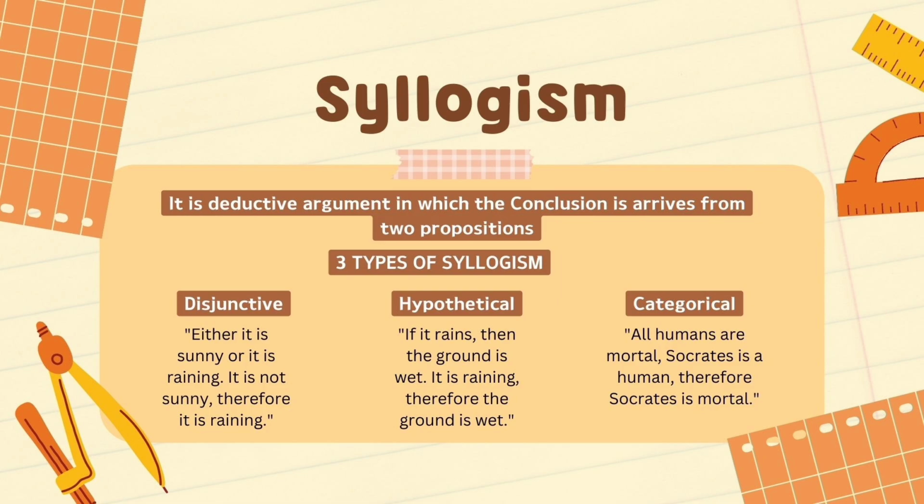2. Hypothetical syllogism involves conditional statements where the truth of one proposition depends on the truth of another. For example, if it rains, then the ground is wet. It is raining, therefore the ground is wet. 3. Categorical syllogism involves two premises and a conclusion, where each statement categorically relates two classes or categories. For example, all humans are mortal. Socrates is a human, therefore Socrates is mortal. But in this video we will be focusing more on categorical syllogism.